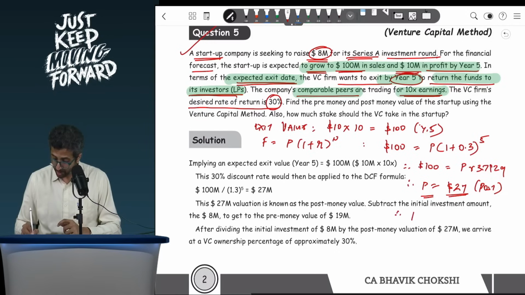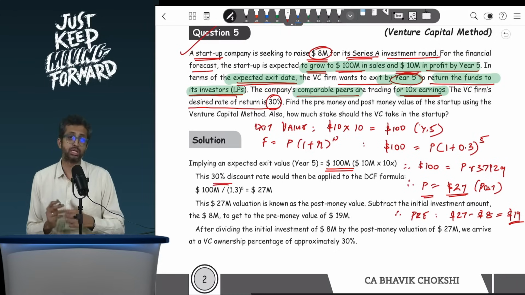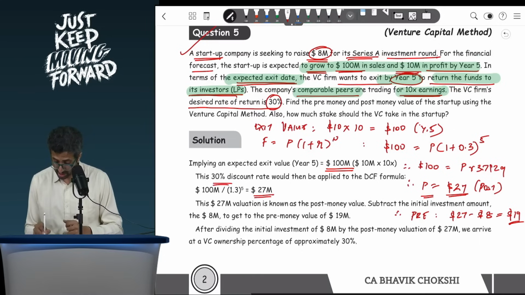Therefore, your pre-money valuation, before you invest, must be 27 minus 8, that is equal to $19 million. So over here, we will say that if my exit value is 100 million and my discount rate is 30%, then today the value should be 27. But this 27 is the post money value.